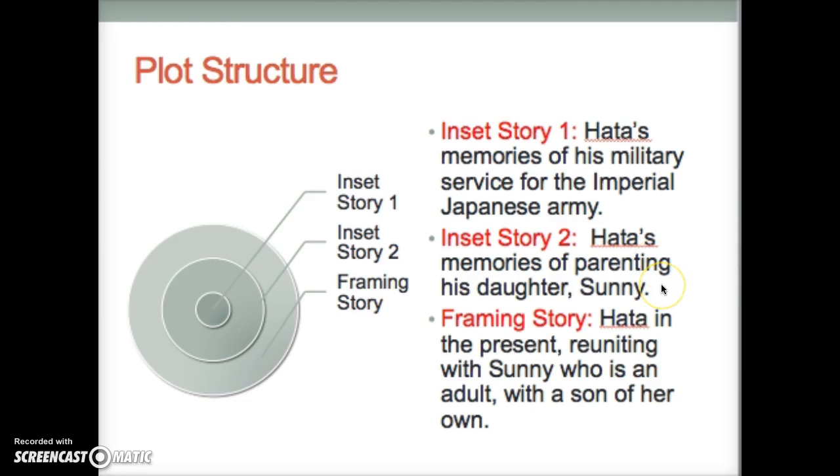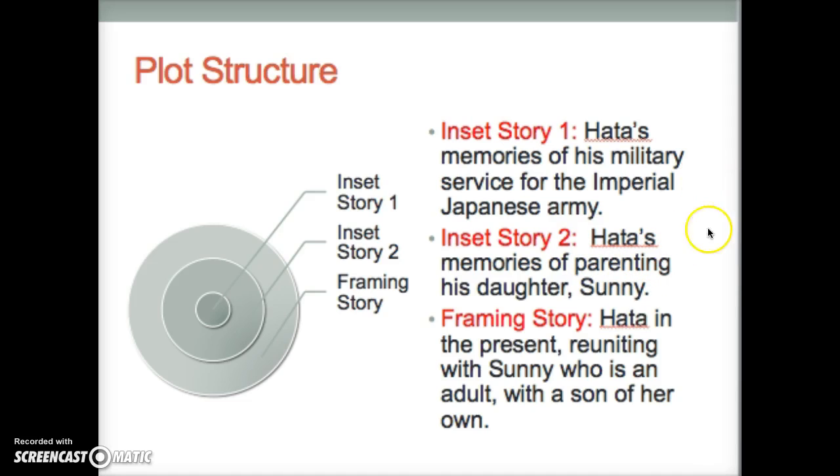So he adopted Sunny when she was 7 or 8, and then he sort of has all these memories about raising her in the town of Bedley Run, and they have a very sort of dysfunctional or contentious relationship. Sunny clashes with her father, so we get those memories as well. So those are the second set of inset memories or inset stories.